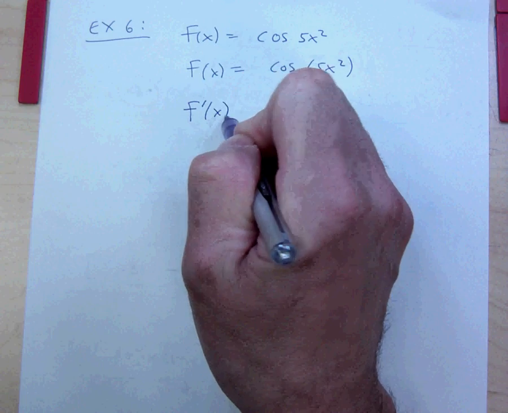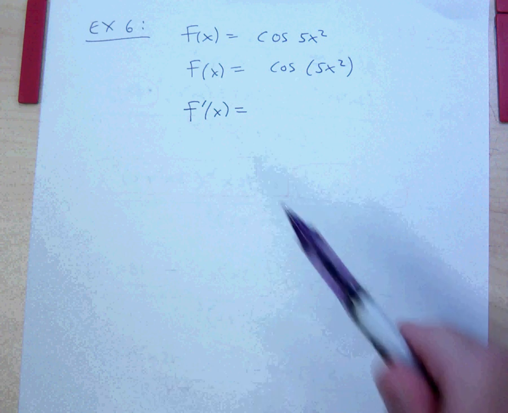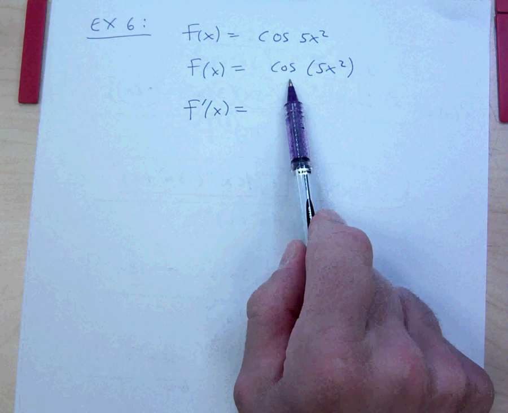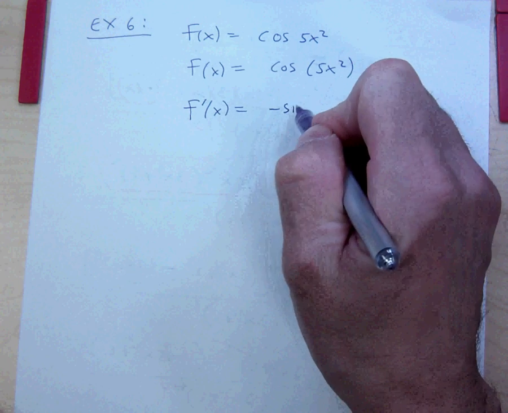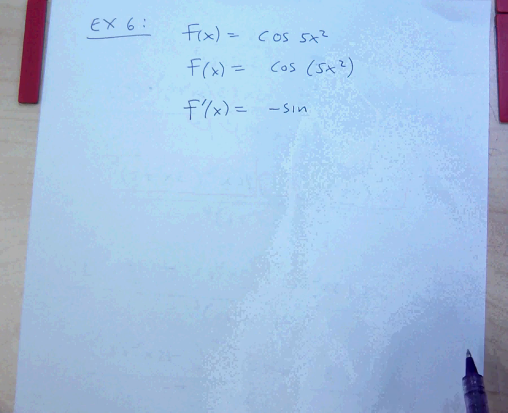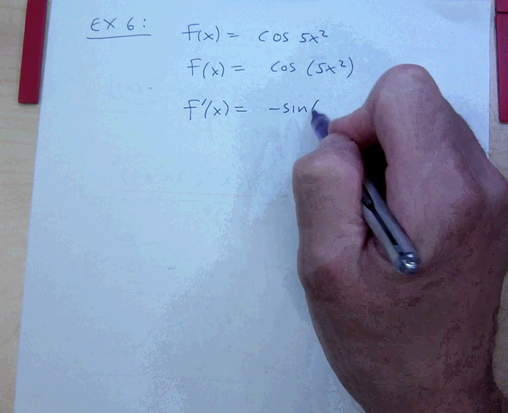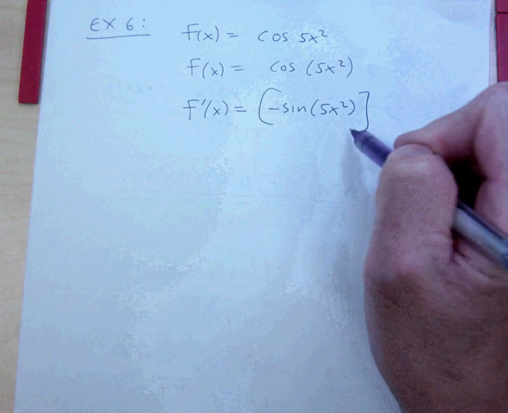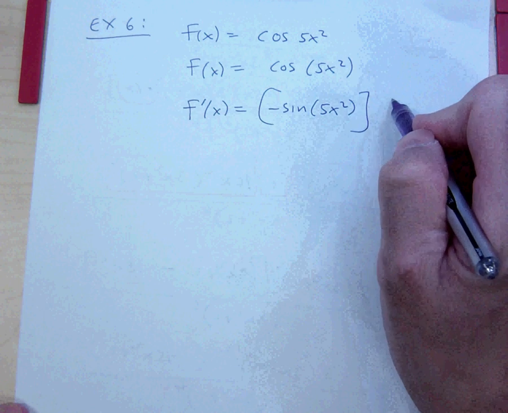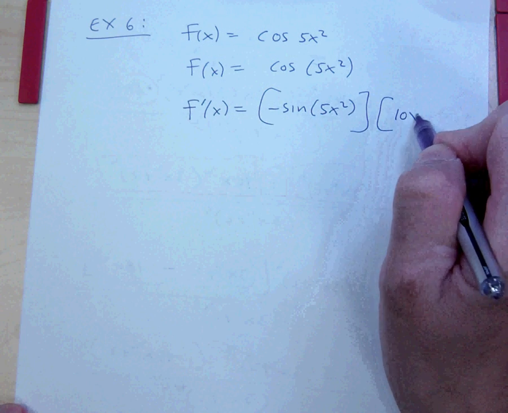Okay, so at this point, again, I'm ready to use the chain rule to take the derivative, and so I start by taking the derivative of the outside. What's the derivative of cosine? Negative sine, that's correct. Okay, so you start by taking the derivative of the outside, which is negative sine, then don't forget to put the inside back in the way it was, and then you finish the chain rule by multiplying all that by the derivative of the inside, which is 10x, that's right.